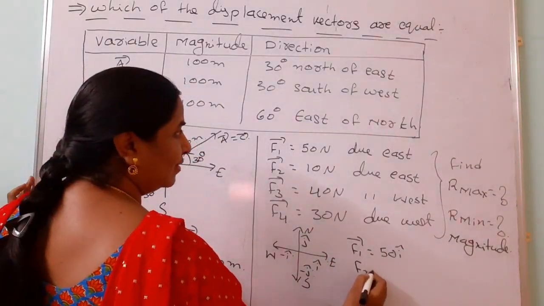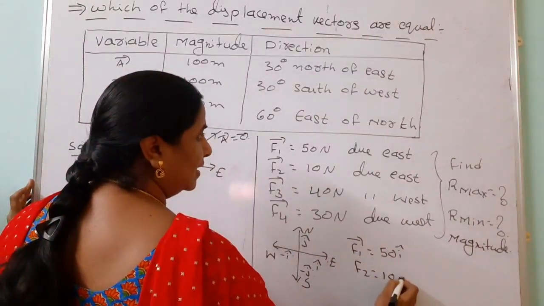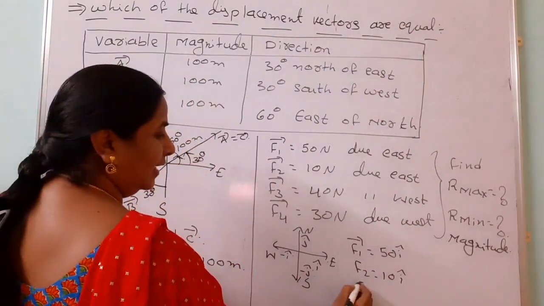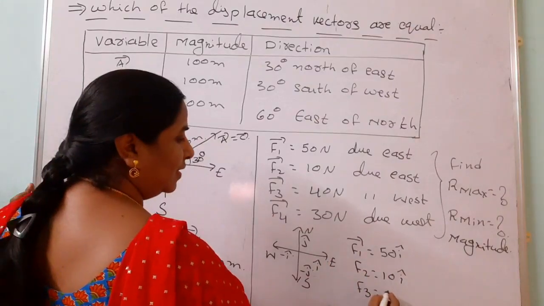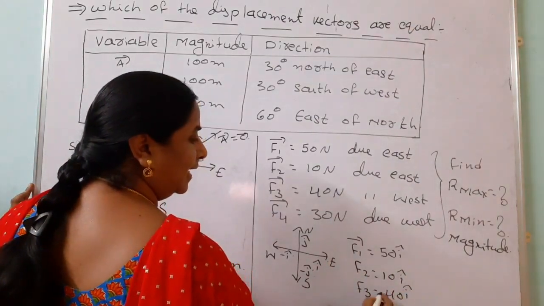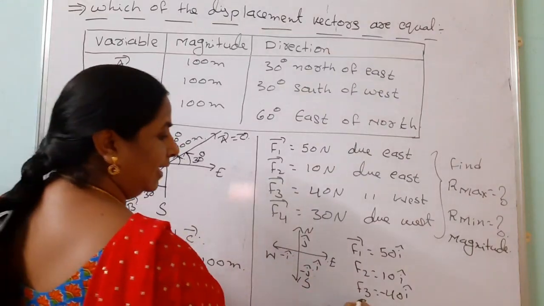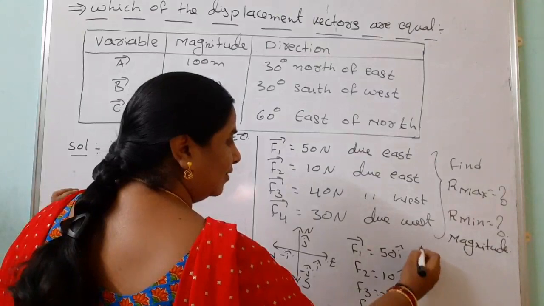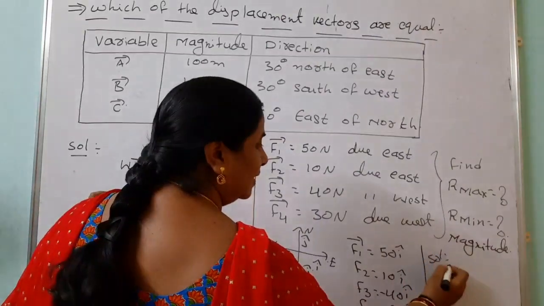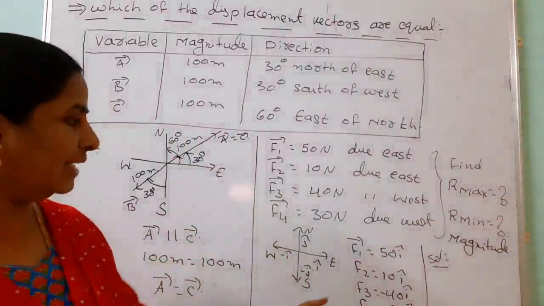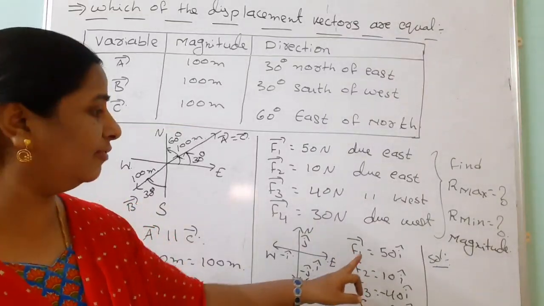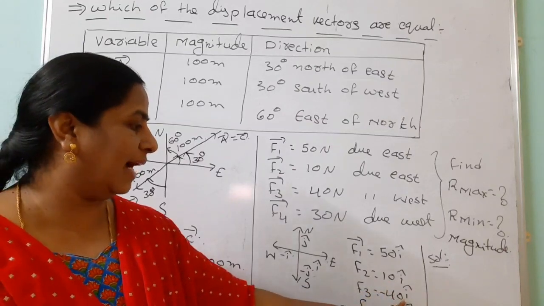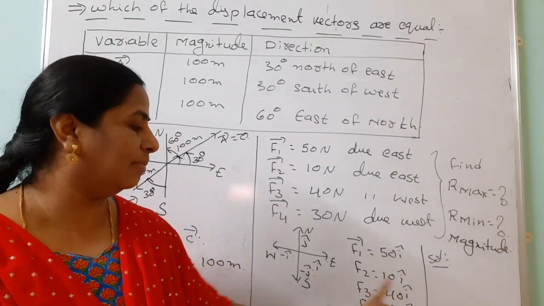Then F2 equals how much? 10 newtons, the same, it is also along the east, so 10 newtons I cap. Then F3 equals 40 newtons minus I cap. It is opposite to the east. Then F4 equals minus 30 newtons, west. But the question is how to solve this. See, for R maximum, add these vectors. F1 equals 15, F2 equals 10, then F3 equals minus 40, F4 equals minus 30.